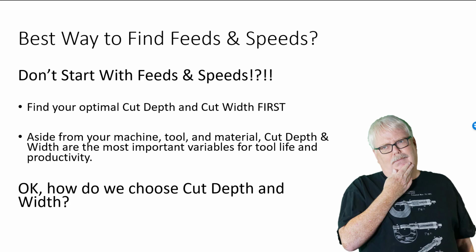So, one of the questions we ask ourselves is, what's the best way to find feeds and speeds? And the answer is surprisingly confusing. It's don't start with feeds and speeds. Here's why. You need to find your optimal cut depth and cut width before you worry about the feeds and speeds. Those two variables are going to define everything else in the equation. And if you don't choose them wisely, you're just not going to get great feeds and speeds, right? Once you know the cut depth and the cut width, the feeds and speeds follow from that.